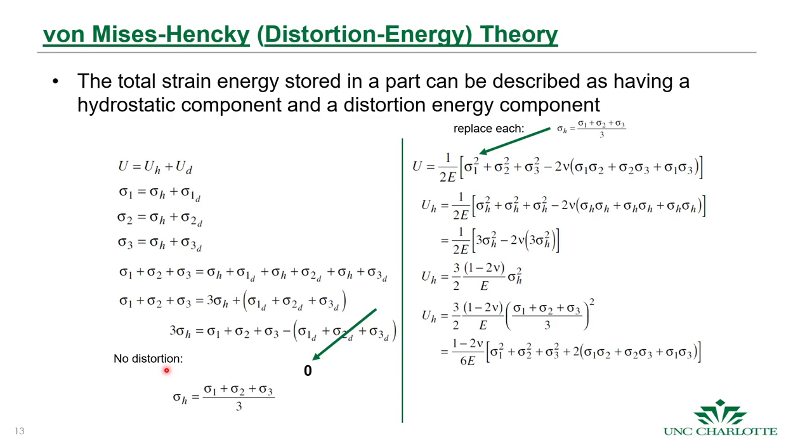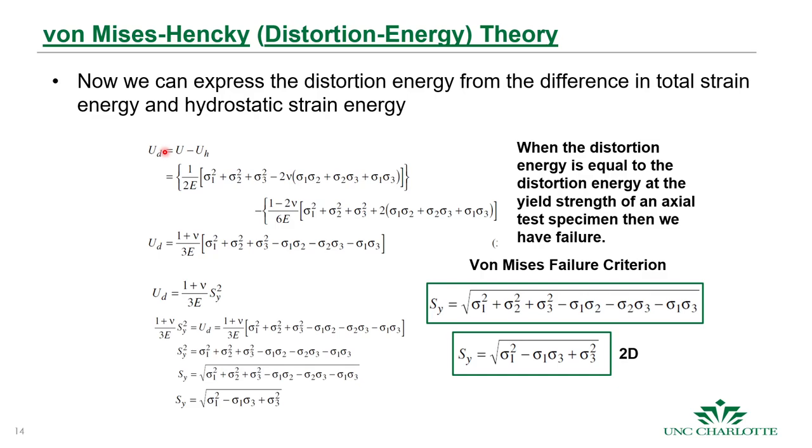Now, if we go back to the original equation and we plug in the hydrostatic state of stress into this expression, then we can get an expression for the hydrostatic strain energy in terms of the hydrostatic stress. So if we do that and then plug back in our sigma 1 plus sigma 2 plus sigma 3 over 3, we can get this expression here. And this is an expression of the hydrostatic strain energy in terms of the principal stresses, and we've left the distortion energy stress out. So then we can solve for the distortion energy stress by saying that, okay, well, this distortion energy stress is our strain.